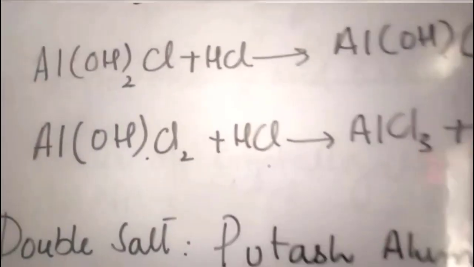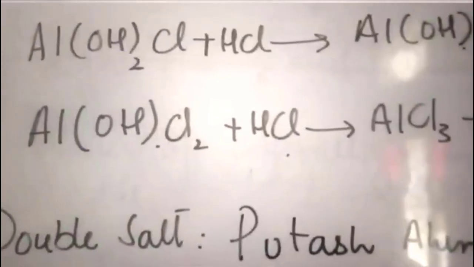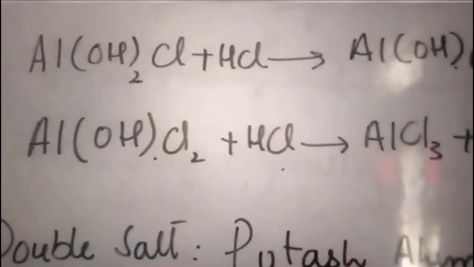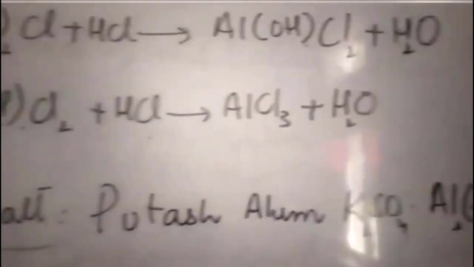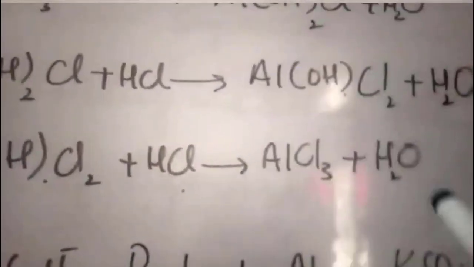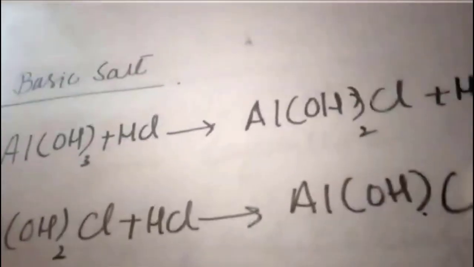Okay, the last one: you can see in the last equation that aluminum hydroxide and chlorine completely replace the ionizable hydroxyl ion into water. Okay, now in this reaction the hydroxyl ion is completely removed and replaced by chlorine, and it is converted into AlCl3 plus water, which is a normal salt. This is the basic salt.